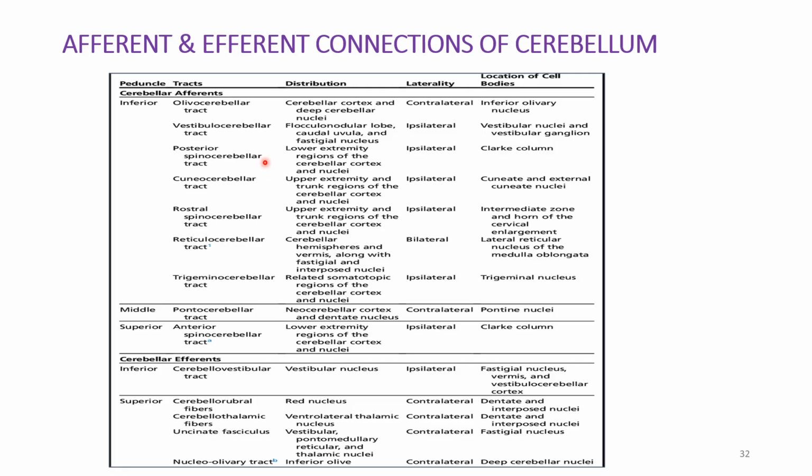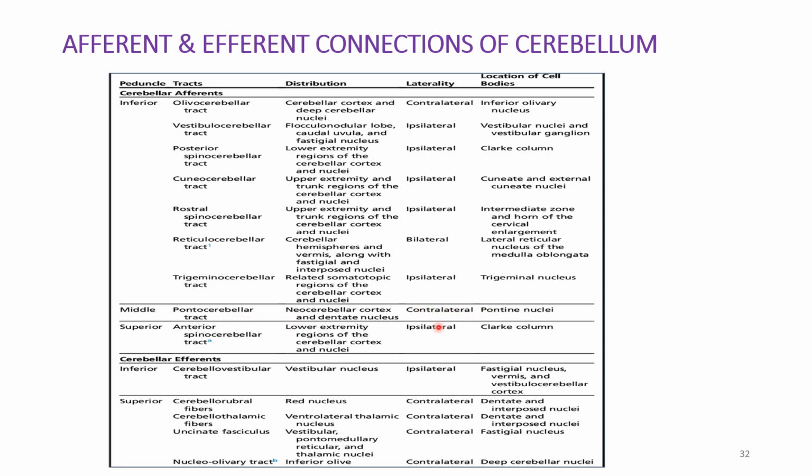These are the afferent and efferent connections of the cerebellum through the peduncles. We have three peduncles: superior, inferior and middle. From the superior cerebellar peduncle, what will come? The anterior spinocerebellar tract will come. It will carry information from the lower extremity to the cerebellar cortex and nuclei. It is ipsilateral. Cell bodies are in Clarke's column. From the middle, you have the pontocerebellar tract.